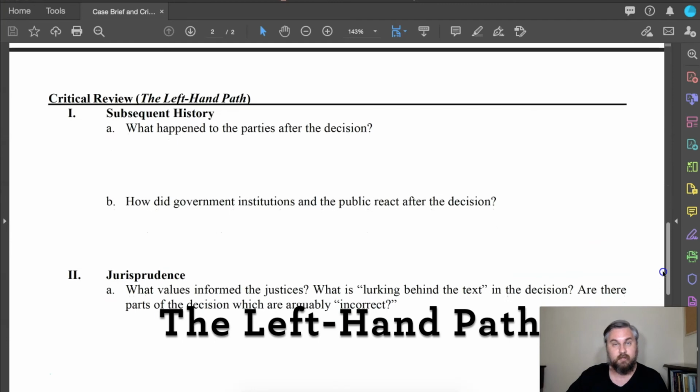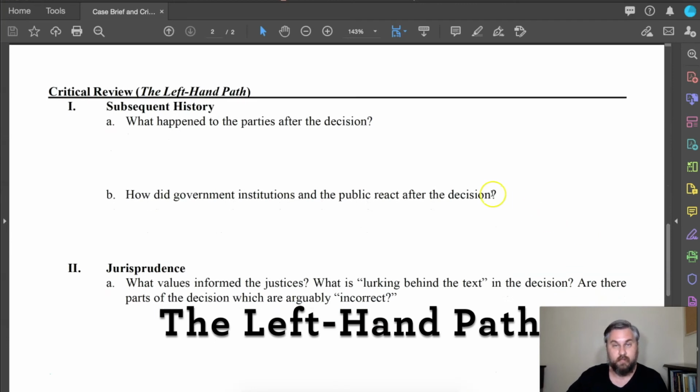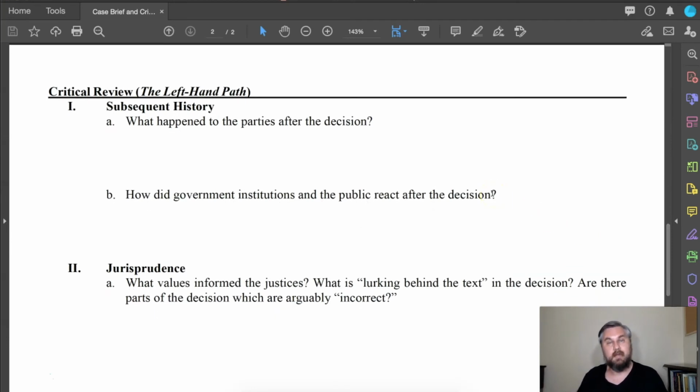Now, the second part of the case brief is your critical review, and this is where you take a step back. I should say that most case briefs don't have something like this. Most case briefs don't ask you to dig into this sort of stuff, and most lawyers don't really dig into this stuff. But I highly recommend that you do this.